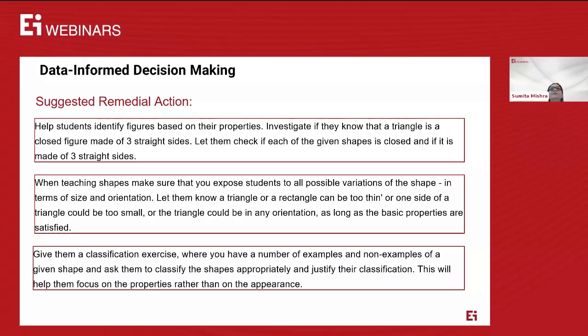And the third and final stage of remedial action could be a classification exercise where we give them a number of examples, but we also give them a number of non-examples. And therefore, ask students to classify the shapes and justify why they have classified the shapes the way they have. So yes, this is one example of a suggested remedial action that comes through the CARES reports.